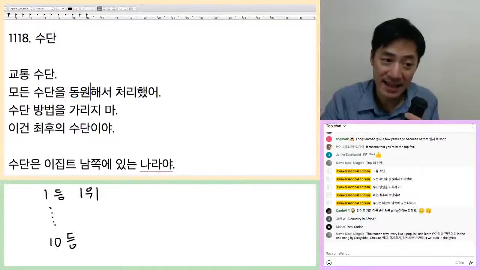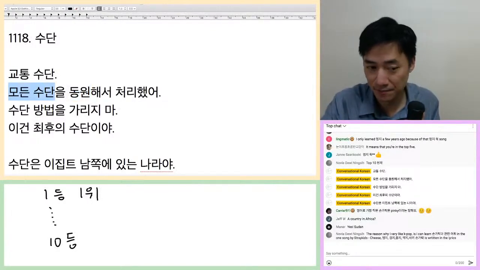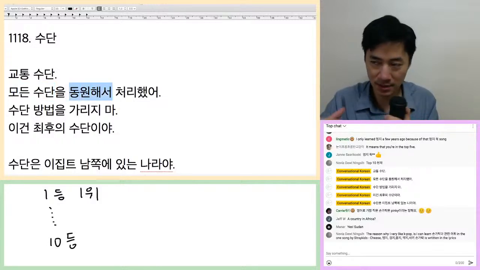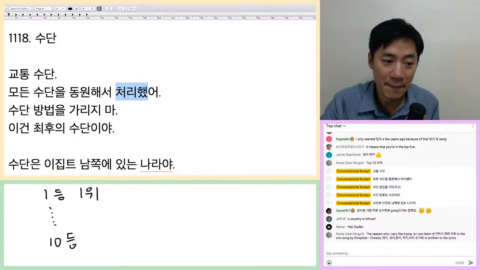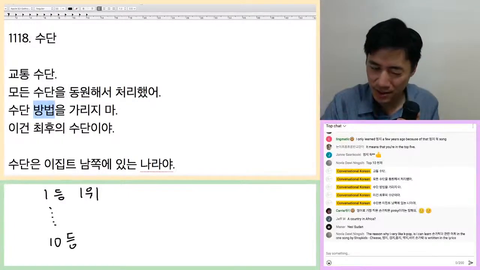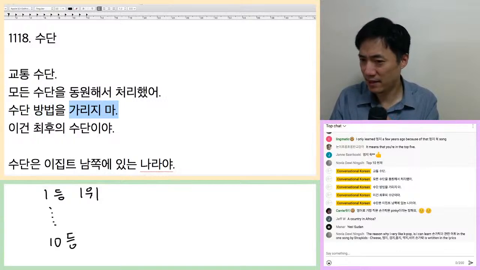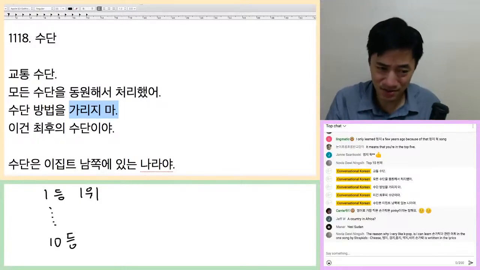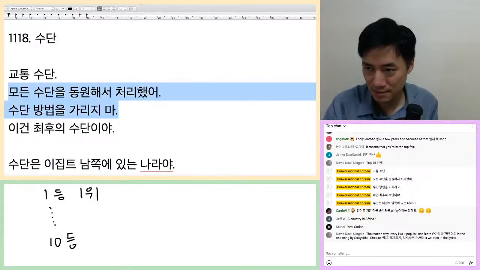오케이, 모든 수단, any kind of method, every kind of way, 를 동원해서 came together, 동원하다, and I did it. And 수단 방법을, 방법 is like method, way, similar word to 수단. 수단 방법을 가리지 마. Like, don't think this method is bad, this method is good, just do it. 수단 방법을 가리지 마. Similar situation.